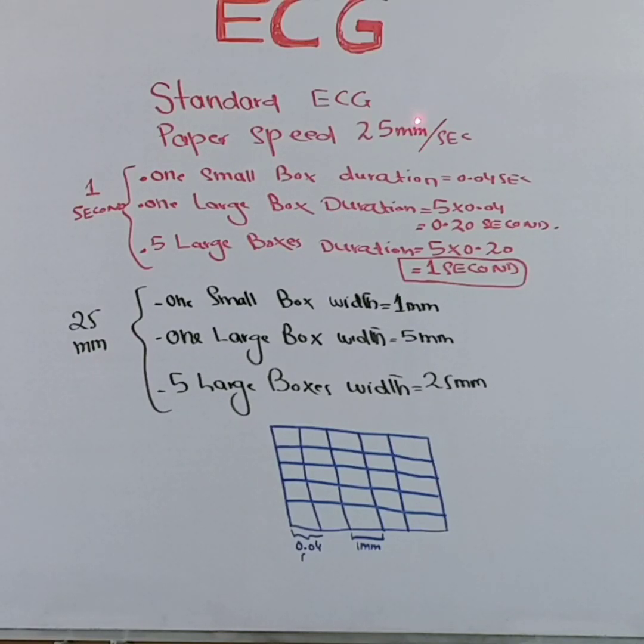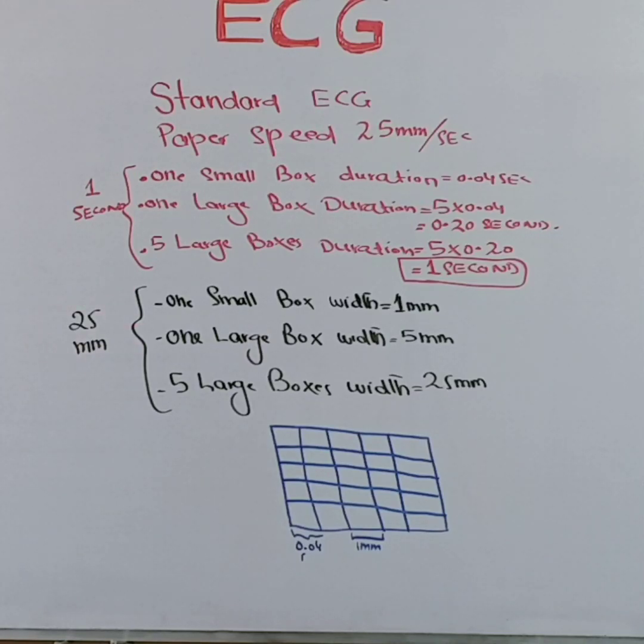It simply means that if you start the ECG machine and push the start button, and also start your microsecond watch, then in 1 second 25 millimeter width of the ECG paper should come out of it. This is the standard ECG paper speed.